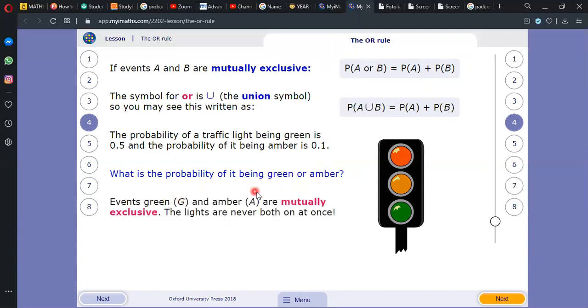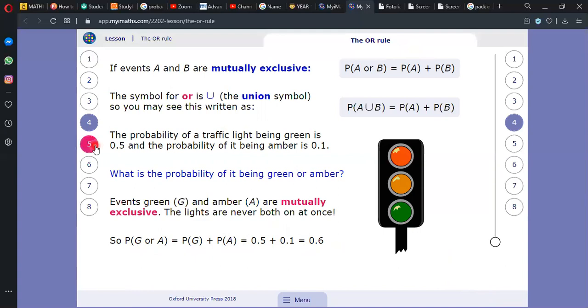So let's use G for green and A for amber. We know they are mutually exclusive events. Why? Because the lights are never both on at once. You can't have any of these lights on at the same time. It's just one at a time, so there's no way you can have common outcomes. No overlap. So we have the probability of G or A to be the probability of G plus the probability of A. Probability of G was given as 0.5, probability of A as 0.1. You add them together, you get 0.6.